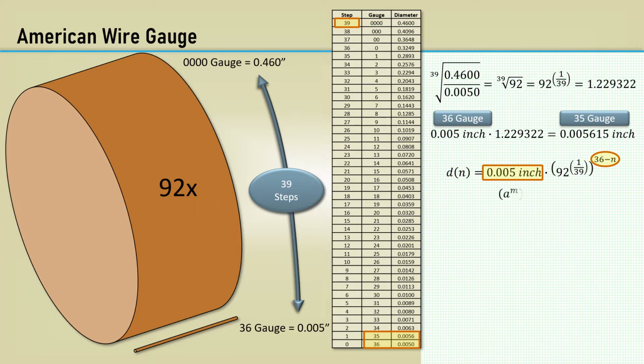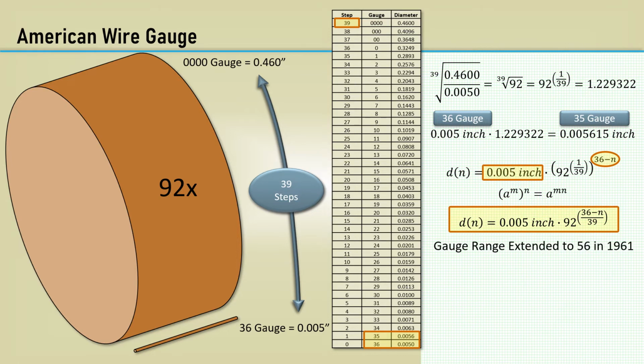Using the laws of exponents, the equation can be simplified to this. By the way, the American wire gauge was extended to gauge 56 in 1961. You can use negative numbers for N for gauges larger than 0. For example, use -3 for 4/0.